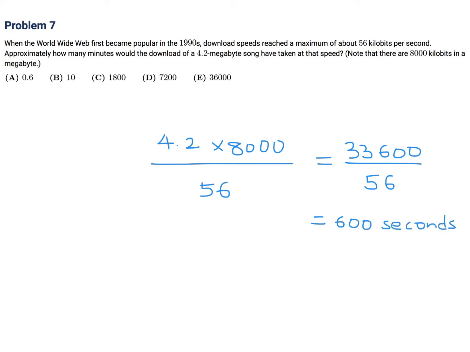And I believe they want how many minutes? Okay. So 600 seconds, divide that by 60. And when you do, you get 10 minutes. So 10 minutes to download a song back in the early 90s. And that would be choice B.